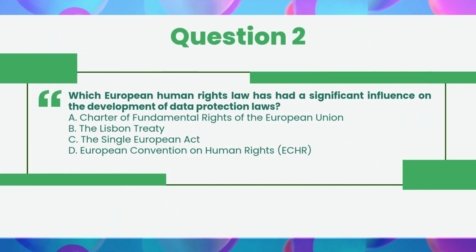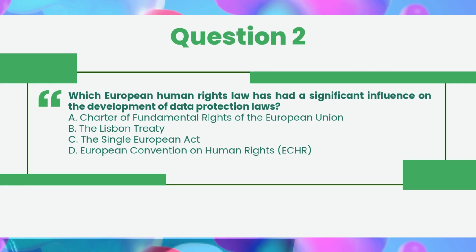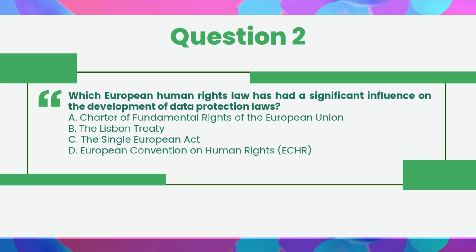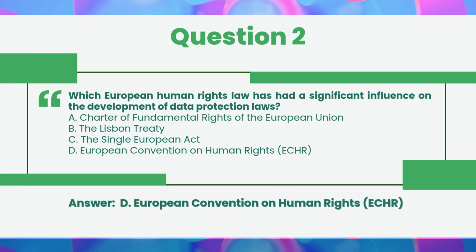Question 2. Which European human rights law has had a significant influence on the development of data protection laws? A. Charter of Fundamental Rights of the European Union. B. The Lisbon Treaty. C. The Single European Act. D. European Convention on Human Rights, ECHR. The answer is D. European Convention on Human Rights, ECHR. The ECHR, particularly Article 8, has significantly influenced the development of European data protection laws by recognizing the right to respect for private and family life.